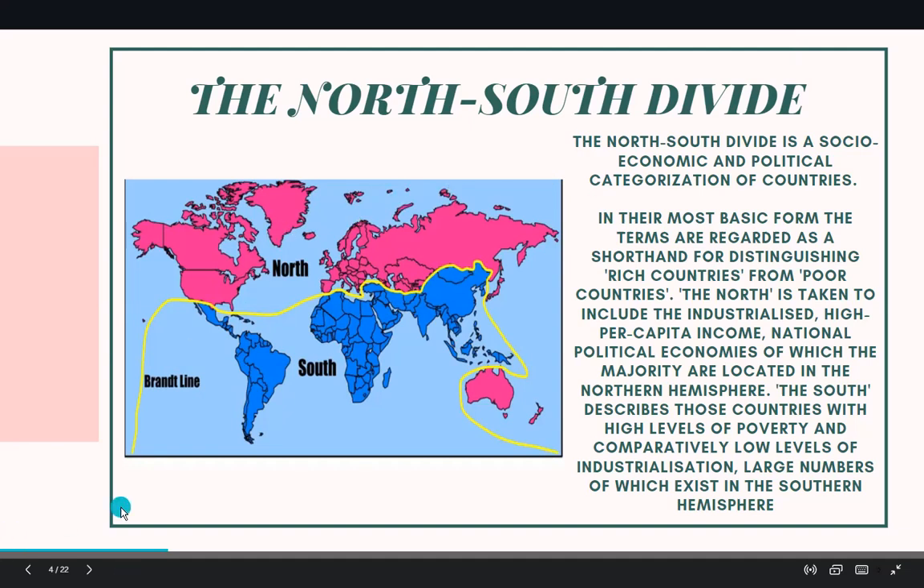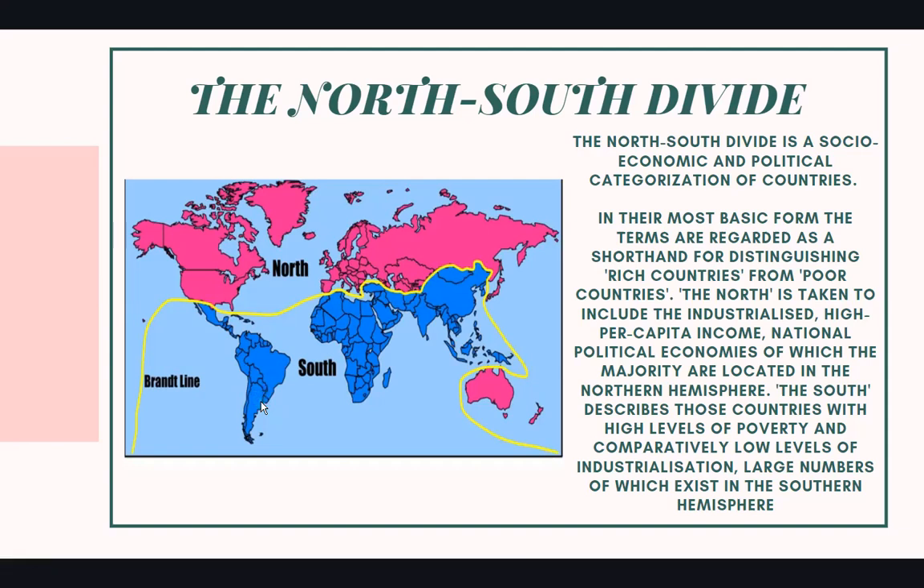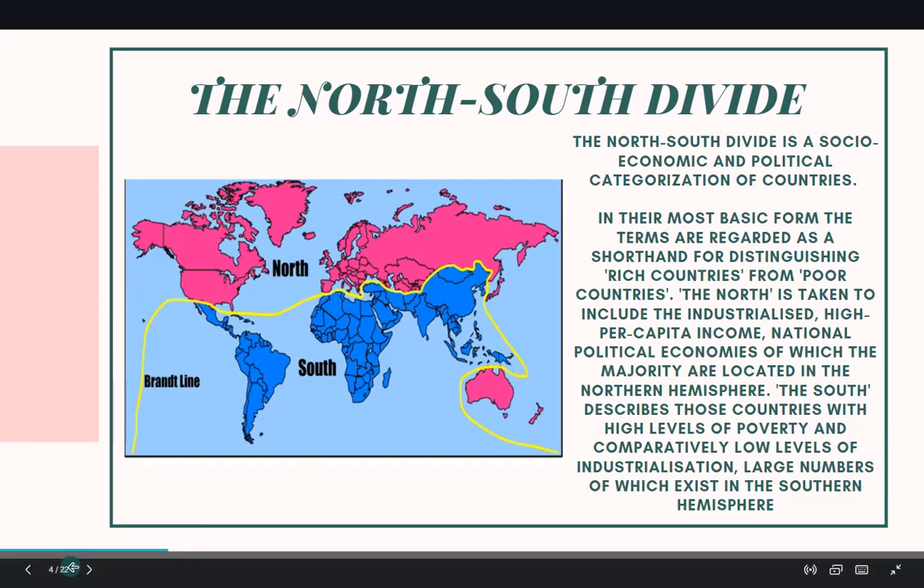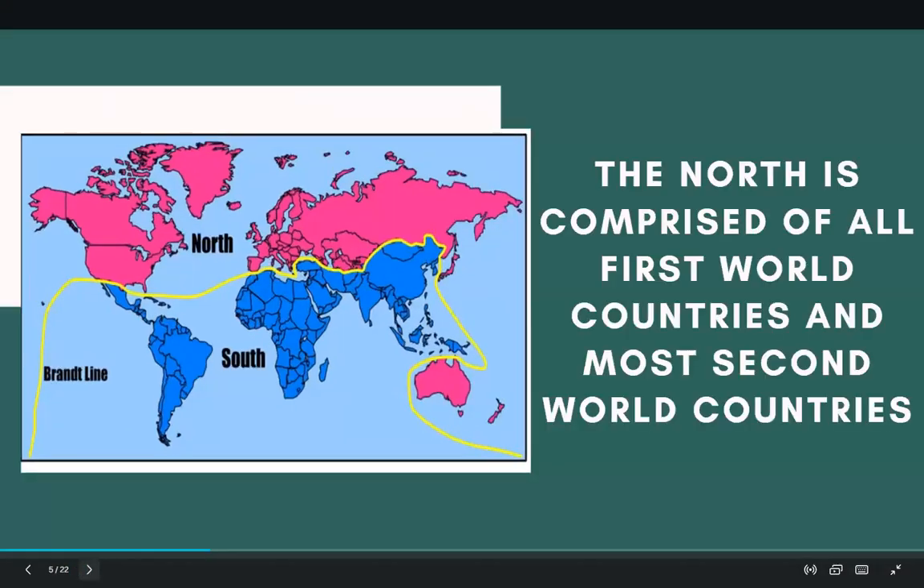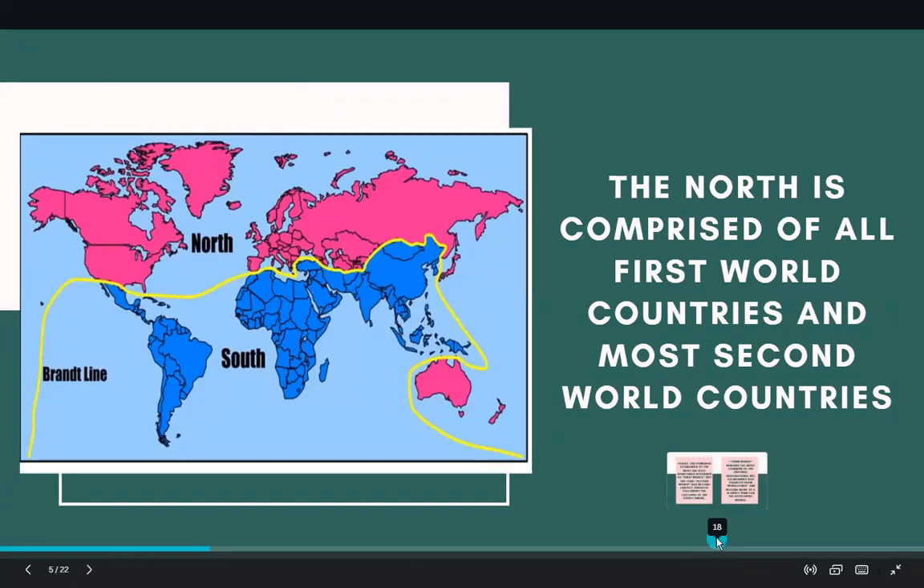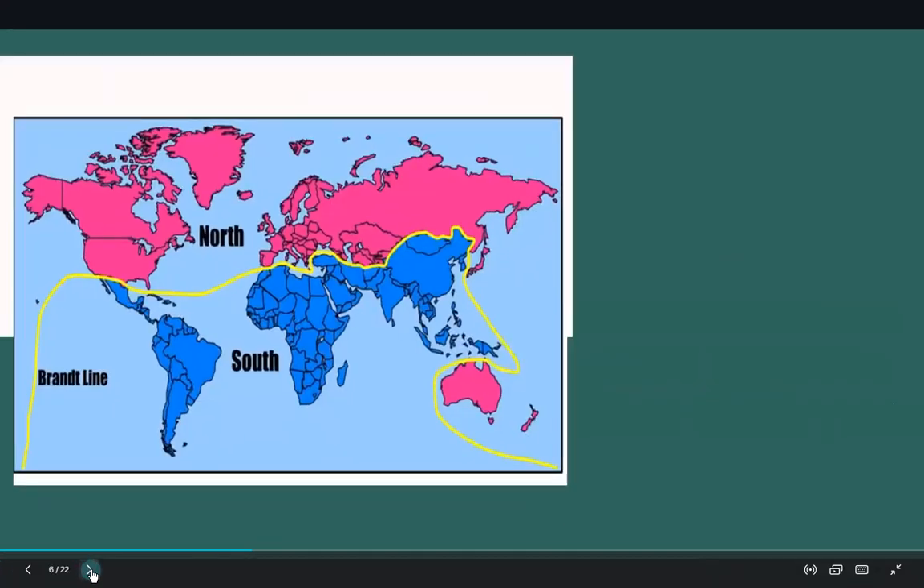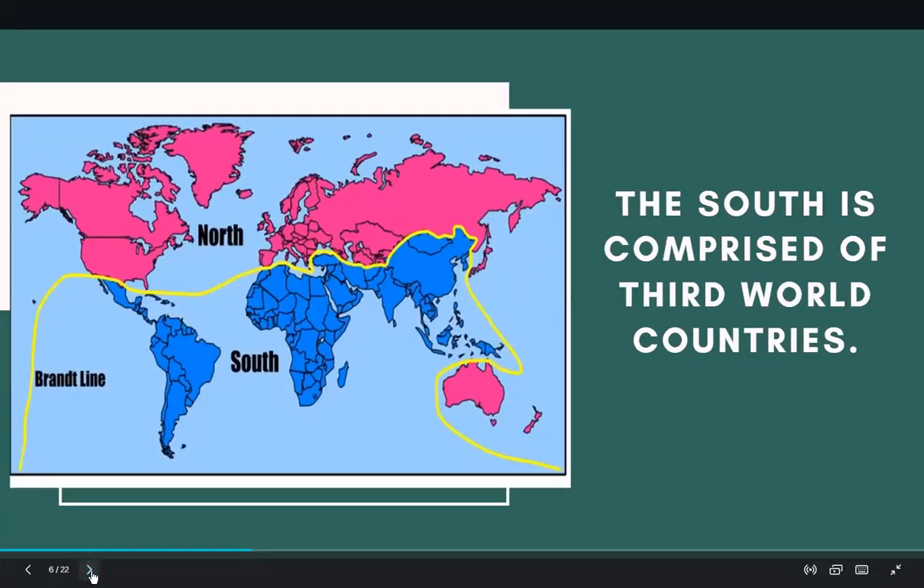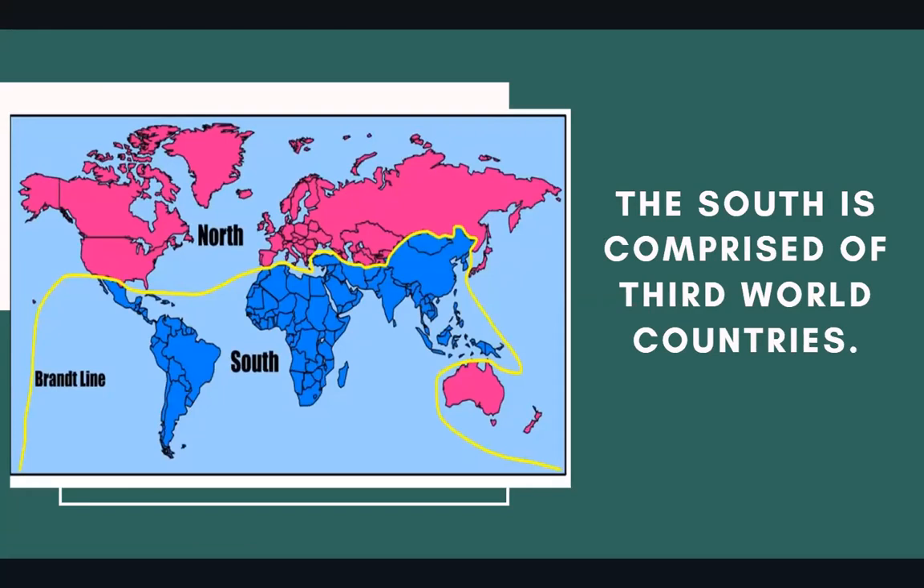The South describes those countries with high levels of poverty and comparatively low levels of industrialization, large numbers of which exist in the Southern Hemisphere. The North is comprised of all the first world countries and most second world countries. The South is comprised of the third world countries.